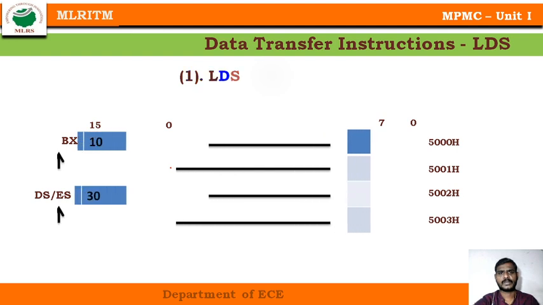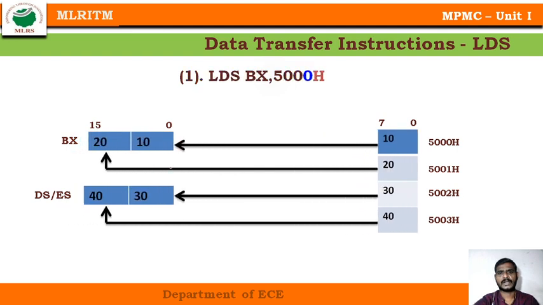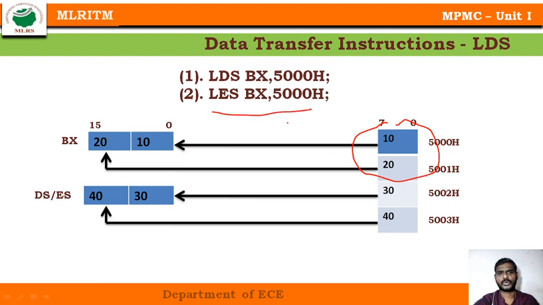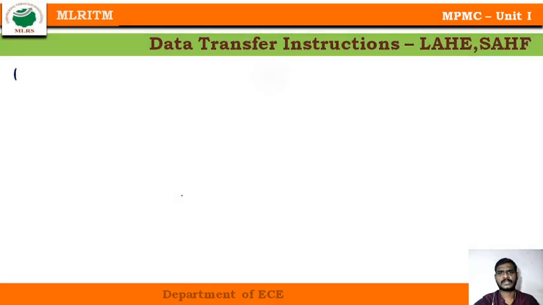What will happen when I execute the instruction LDS? I'm loading the content of 5000H into BX. At 5000 I have the data 10 and 20, and it is automatically loaded here. Similarly for load effective address, both are equal. You can use either load data segment or load effective address. Both have similar functions and will function similarly.